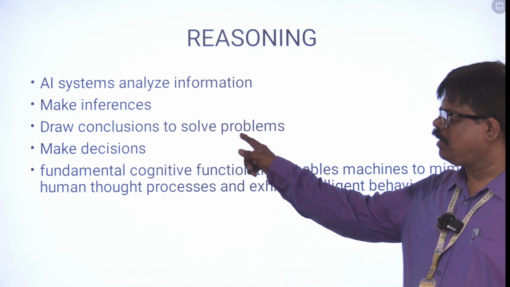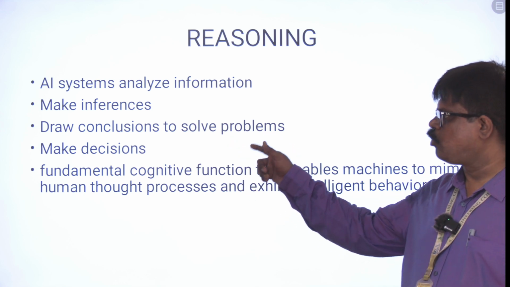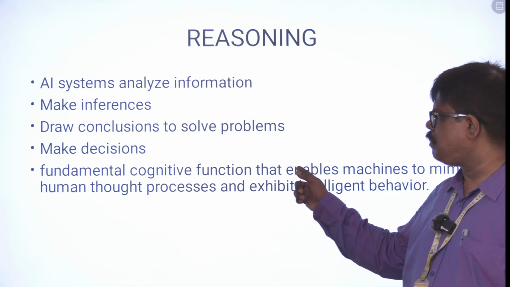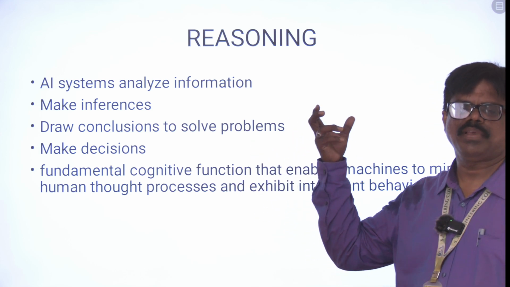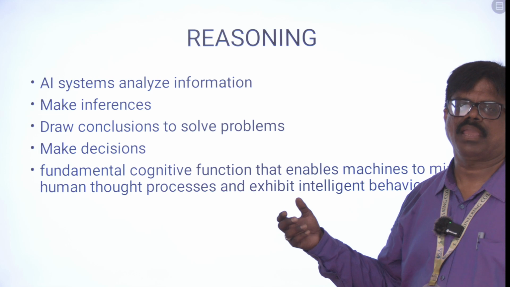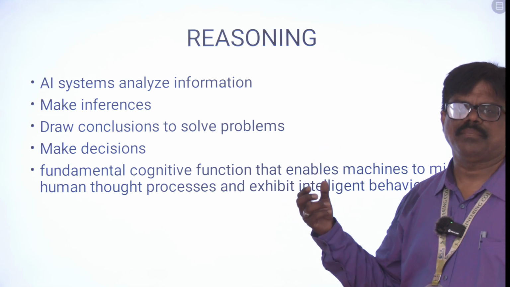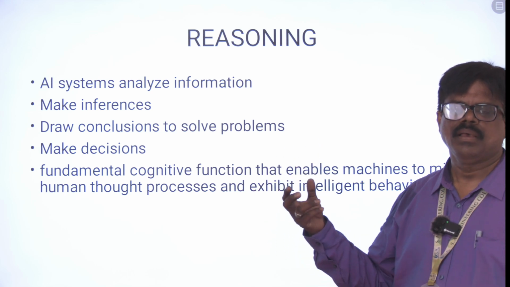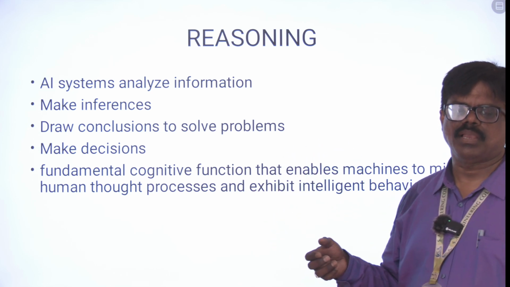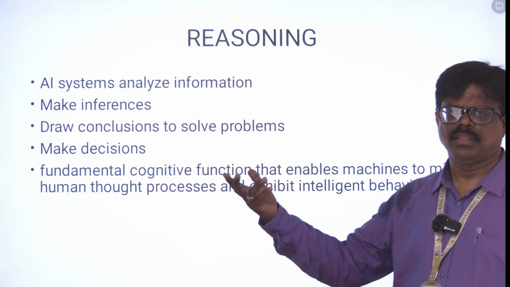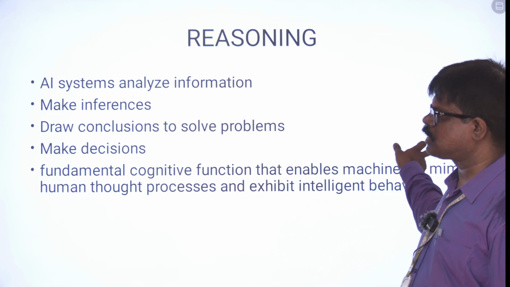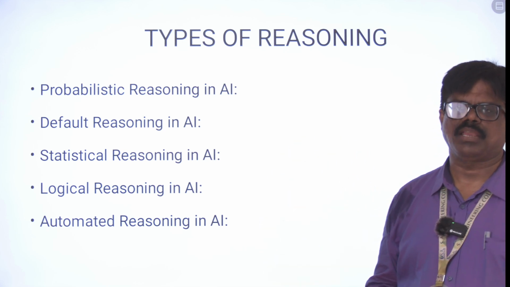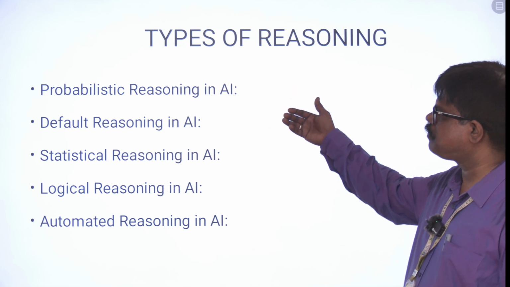So to make inferences, to make conclusions, to make decisions, and to make the fundamental cognitive function that enables machines to mimic human thought. So these are the various concepts of reasoning. Reasoning is very, very important because robots can think like a human being based upon the reasoning concept. So it can make decisions, it can think. The objective type questions can come based upon the types of reasoning and the concept of reasoning.